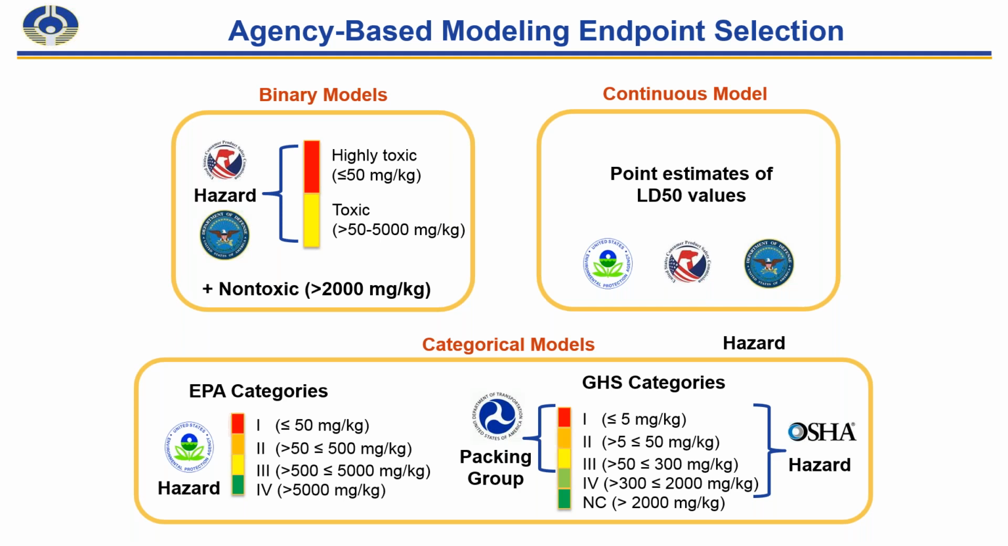Other agencies like OSHA or the Department of Transportation rely on the globally harmonized system of classification and labeling. So they have their own categories, which are similar to the EPA categories, but have slightly different cutoffs in the middle there that you can see. And those are used for things like transportation of goods across state lines and labeling packages appropriately.